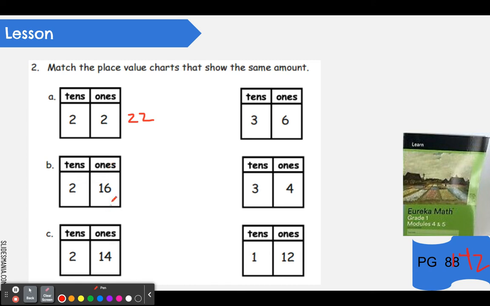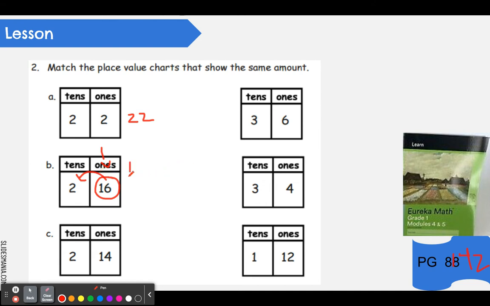2 tens and 16 ones. Boys and girls, remember we talked about this once? We can't have any number above 9 in the ones place because it does not belong there. Remember, when they make a group of 10, you need to put that group in the tens place. So let's go ahead and draw this, okay? So it can help us understand this.